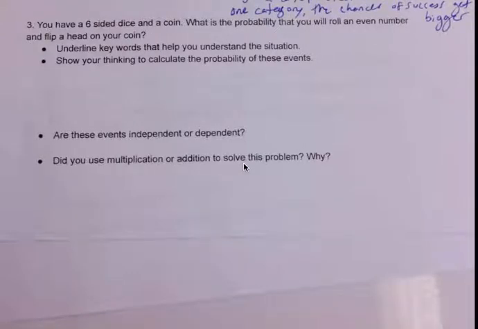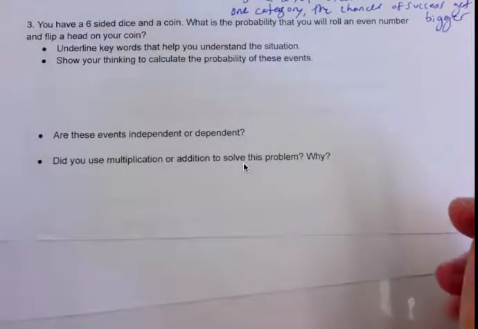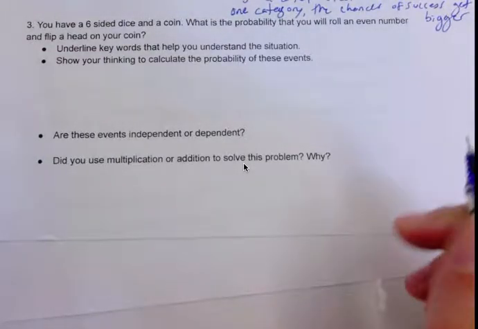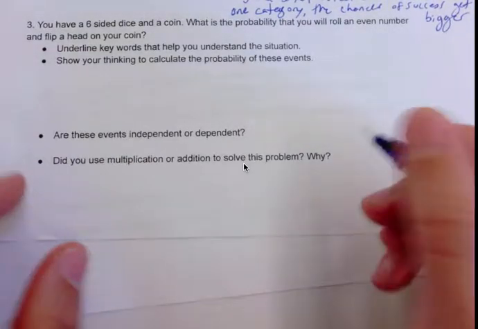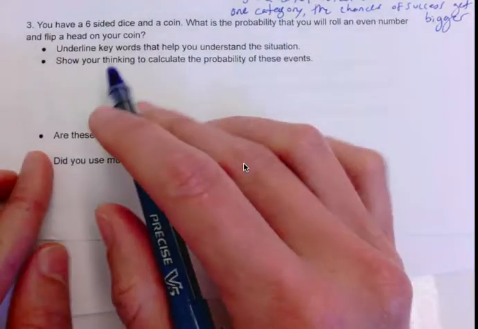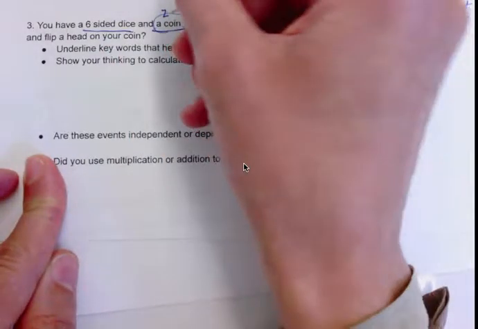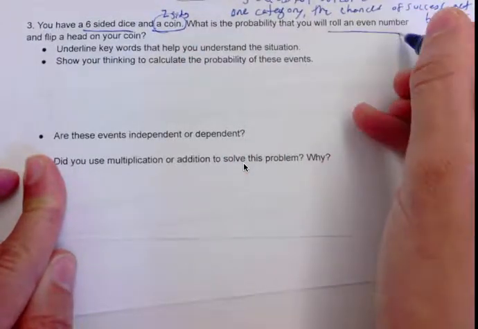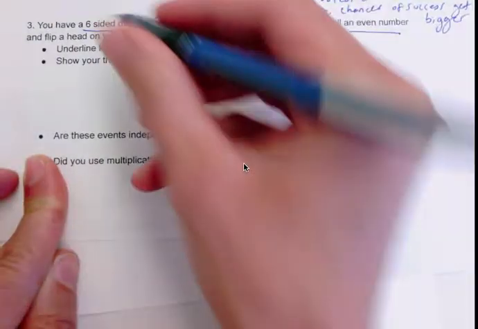Okay, you have a six-sided dice and a coin. This is number 3. What is the probability that you will roll an even number and flip a head on your coin? So, we have a six-sided dice, I'm underlining keywords, and a coin, just two sides. What is the probability that you will roll an even number and flip a head? So this word "and" is critical here.